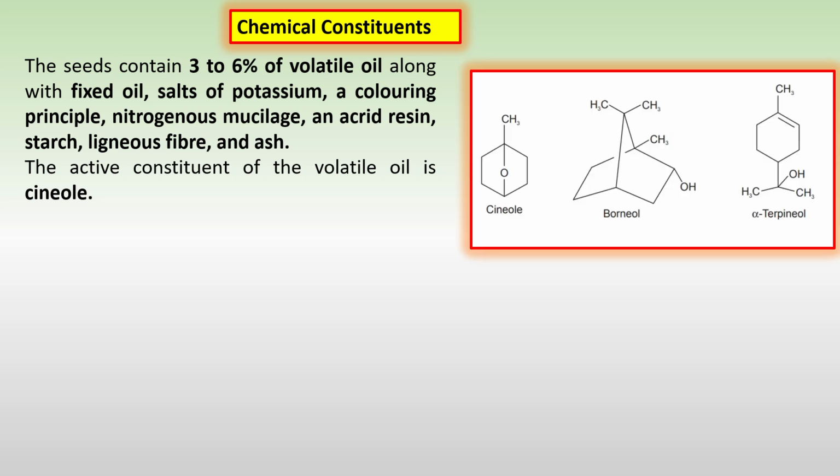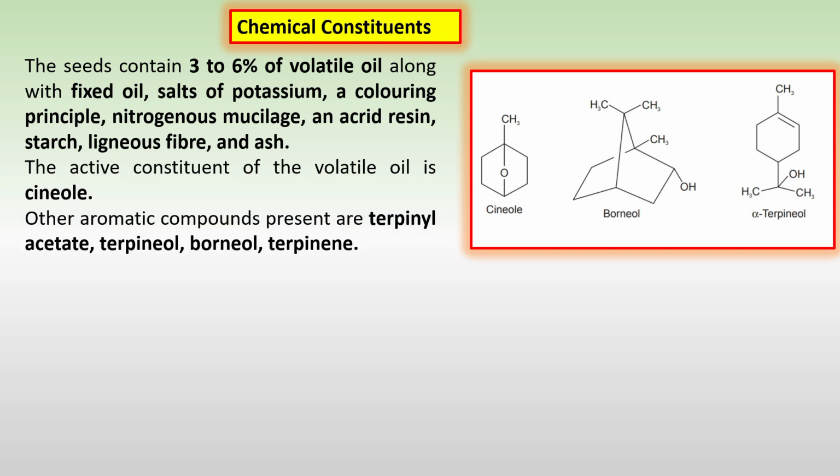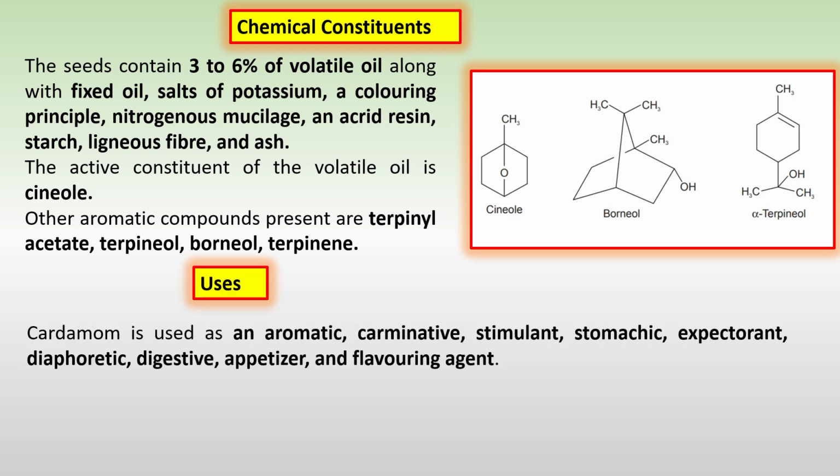The active constituent of the volatile oil is cineol in cardamom. So the cineol structure, you can see, is a bicyclic structure with an ether ring in the middle. Very simple structure. And borneol and alpha terpineol, the terpene structures, are also present in the volatile oil principle, which gives the flavor. The other aromatic compounds present are terpenyl acetate, terpineol, borneol, terpinene.